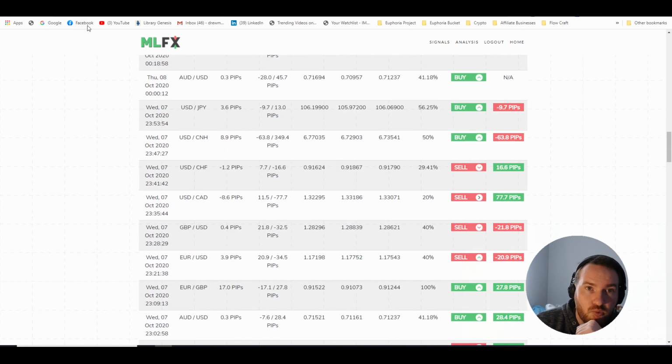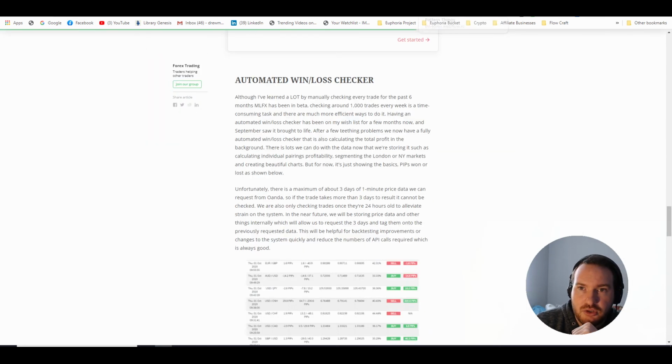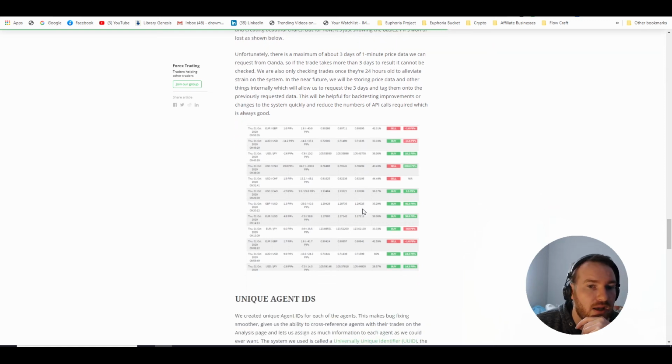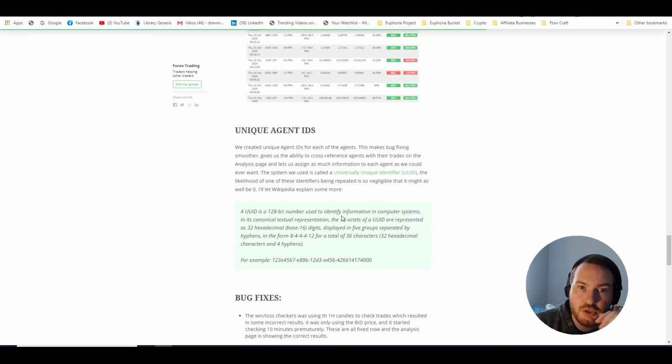But yeah, as I said, really, really happy with that. It's super exciting to see and think about what we can do with it in the future as well, in terms of graphing stuff out, in terms of using, instead of PIP revenue, average percent return, those types of things. And segmenting it out to individual pairings, different times of the day, different markets in terms of the New York market, London market, those types of things that we can and will do in the not too distant future.